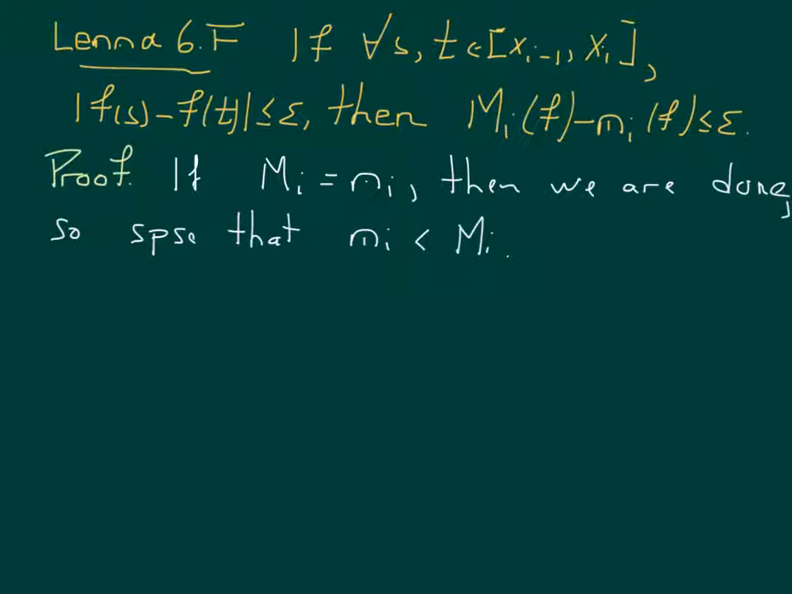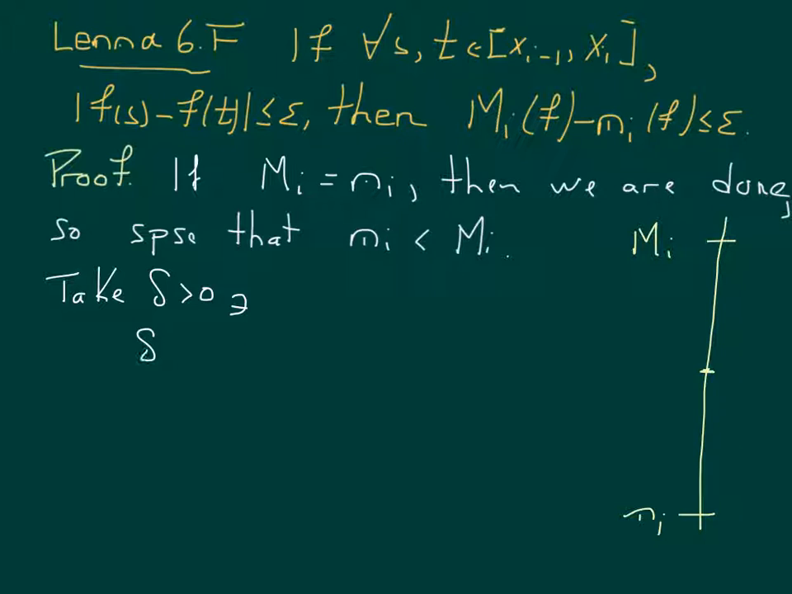Alright, so let me just draw a little picture here along the side. So here we have our little m sub I, and here we have capital M sub I. And we're going to take delta so that delta is less than half the distance between capital M sub I and little m sub I. Alright, so let's write that down. So take delta bigger than 0 such that delta is less than 1/2 the distance between capital M sub I and little m sub I.